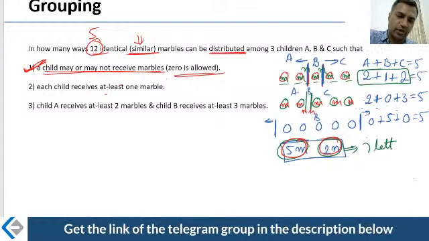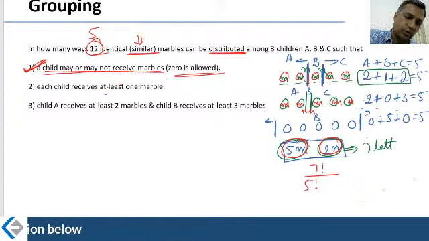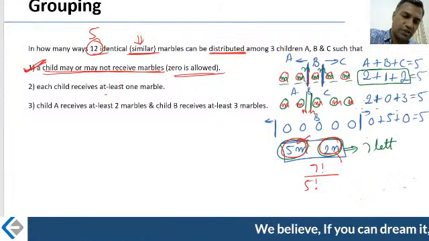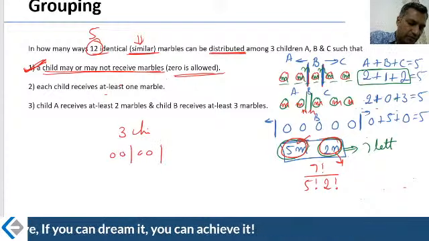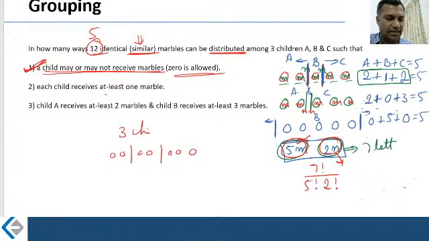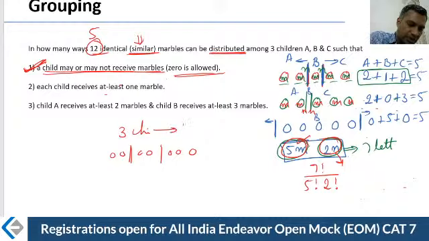Therefore, what is the answer that you are trying to write here? 7 factorial, because there are 7 letters in total, divided by 5 factorial. What is that 5 factorial? 5 M's, 5 marbles. And what is this 2N? 2 lines. So 2 factorial for the 2 N's. When there are 3 children, I have to put 2 lines in between the marbles so that it gets divided into 3 portions. 3 children means 2 lines.